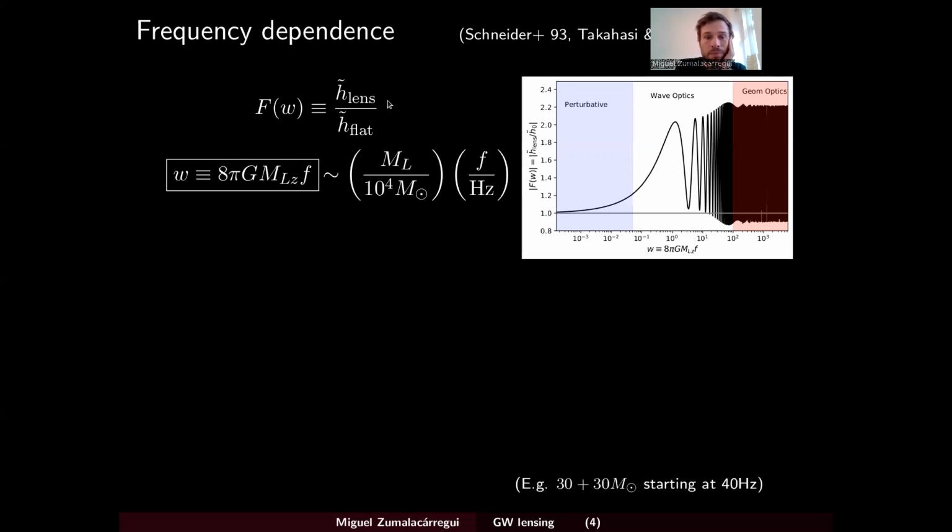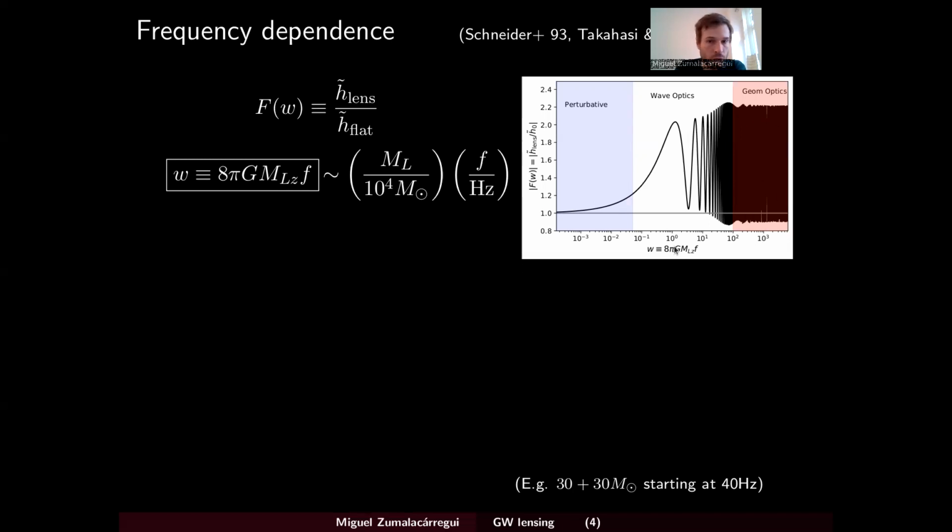The quantity of interest for us is this amplification factor, F, which is the ratio of the lensed to the unlensed waveform. I'm going to be expressing this as a function of a dimensionless frequency, which is the frequency of the gravitational wave rescaled by the mass of the lens in this way. Typically, if we plot this amplification factor as a function of the dimensionless frequency, we have this type of behavior. We have very little effect at low frequencies, and then the amplification factor starts oscillating, and then we have a behavior at high frequencies that we understand.